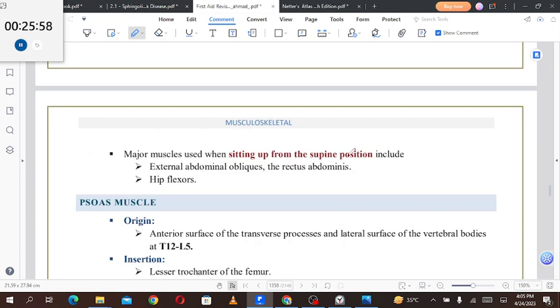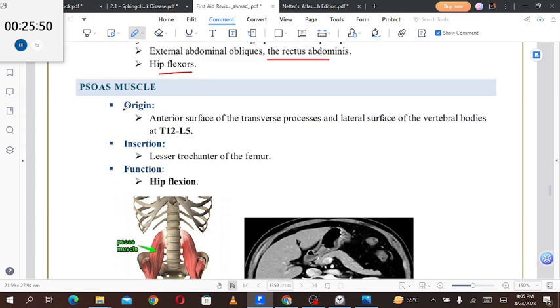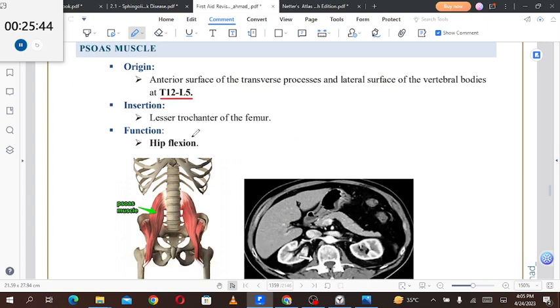Major muscles used in sitting up from the supine position include the external abdominal oblique, the rectus abdominis, and the hip flexors. What is the psoas muscle? Origin: anterior surface of the transverse process and the lateral surface of the vertebral body, that is L5. Insertion: lesser trochanter of the femur, and function is hip flexion.